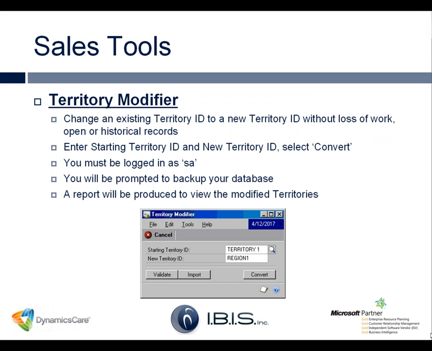Okay, another sales tool, a territory modifier. This one works similarly to the other modifier tools like checkbook, like salesperson ID. You're simply changing an ID, a key field in the database, to a new ID, and that change prevails throughout the database. Data integrity is maintained. You have to be logged in as SA, and you'll need to make a backup of your database. And a report is produced, so you can see the modified territories.